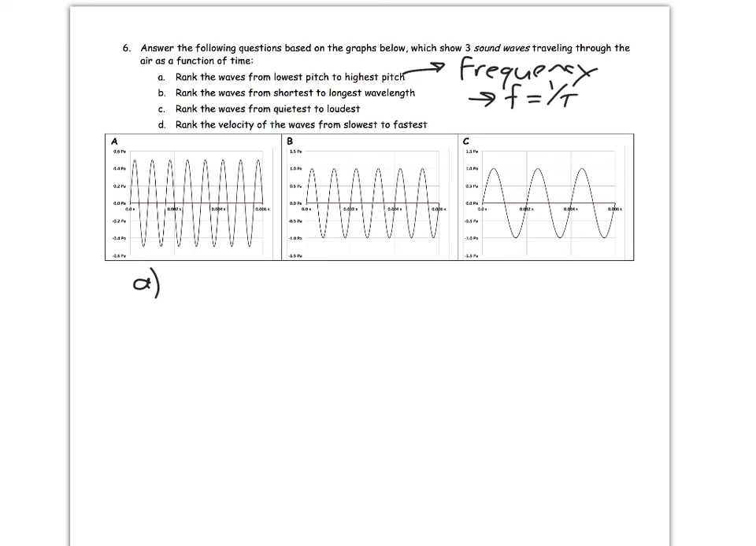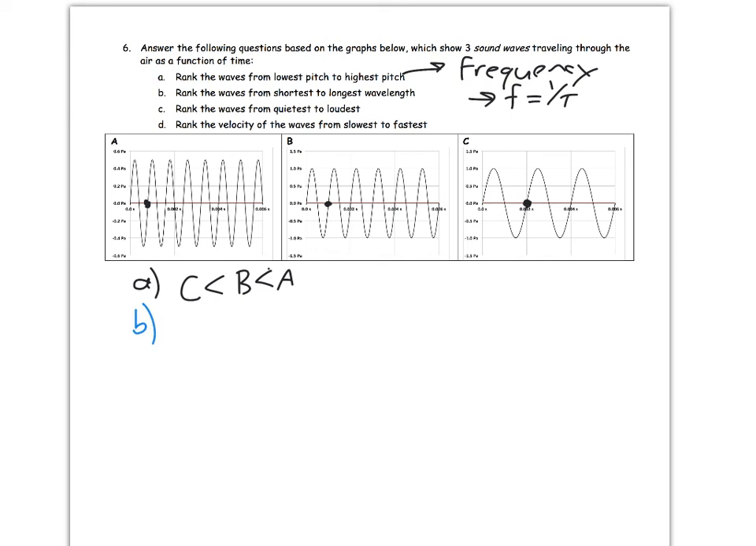All right. So if we want the lowest pitch, that's going to be the biggest period, the longest period. And so that's going to be wave C here, which has the longest period, 0.002 seconds. So C is going to be the lowest pitch. It's going to have a lower frequency than B, which has the second smallest period. And that's going to have a lower frequency than A, which has the smallest period, and therefore the highest frequency and highest pitch.